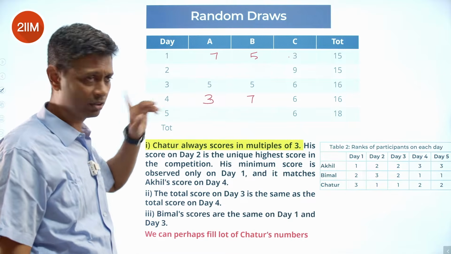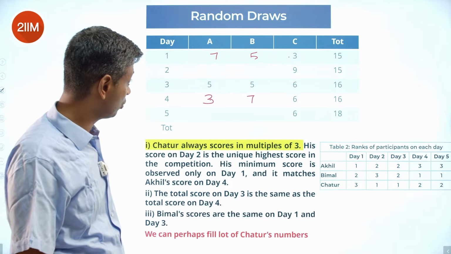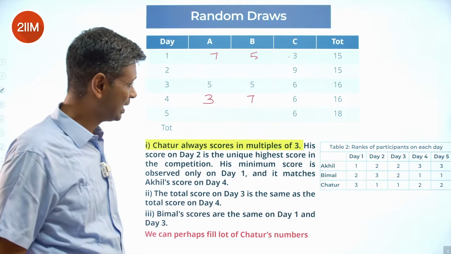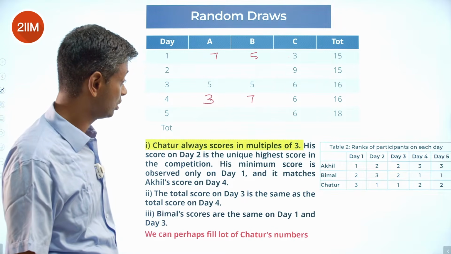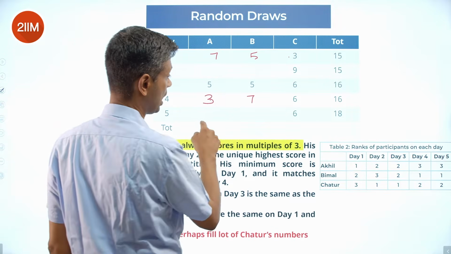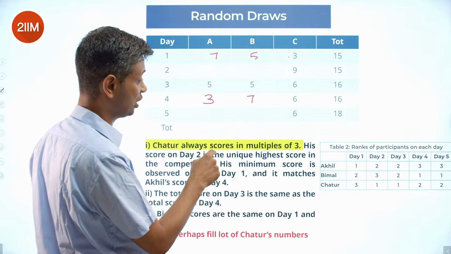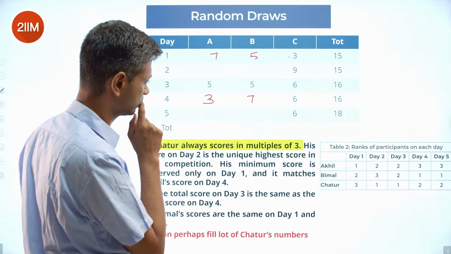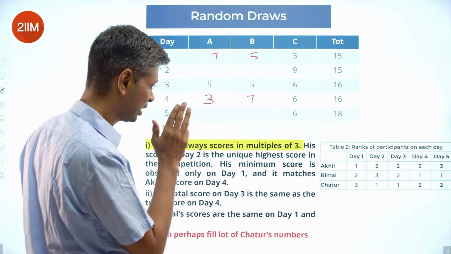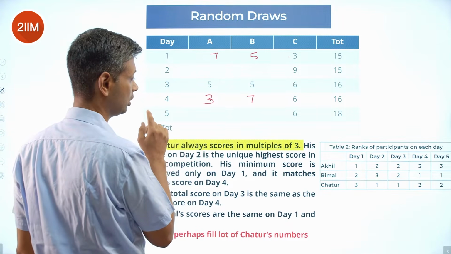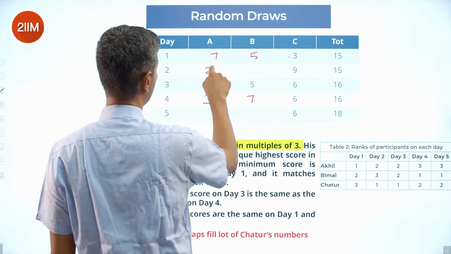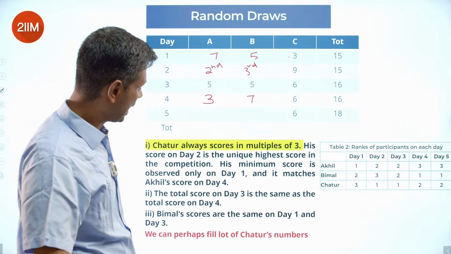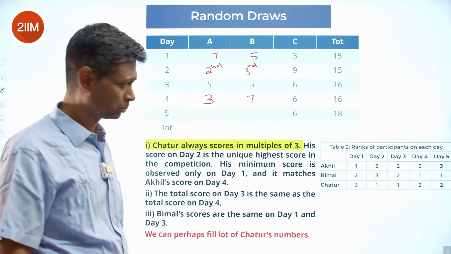We know 3 days. We still have to narrow it down for day 2 and day 5. On day 2, Chatur is first, Akhil is 2nd, Bimal is 3rd. So 2nd and 3rd add up to 6.